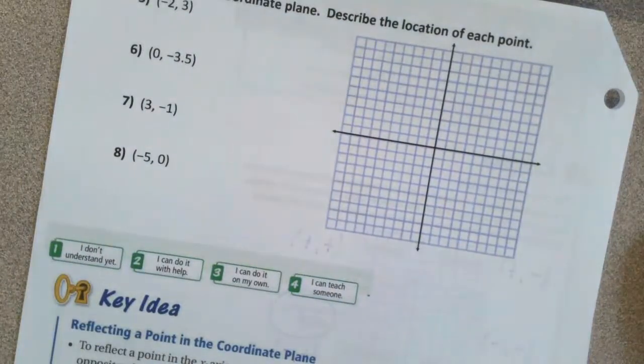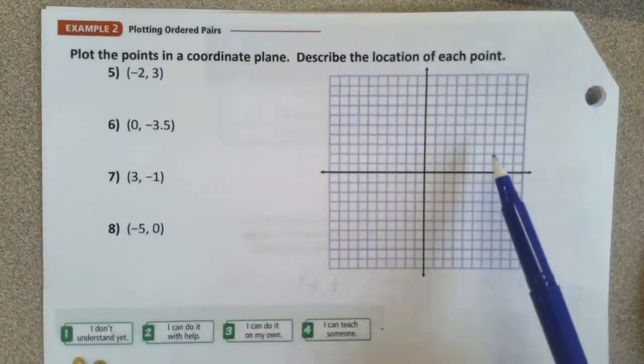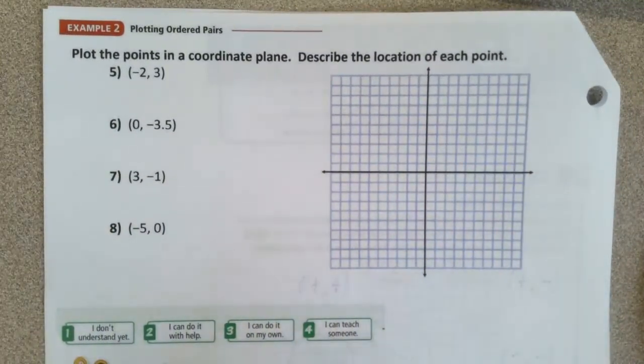All right, then flip this over. Now we're going to do some plotting of ordered pairs. So we're going to plot a point, and then we're going to describe the location. We're going to describe how we get there. Okay, so we're going to use this coordinate plane over here. Since it's not numbered, we're just going to assume that every line segment represents 1.